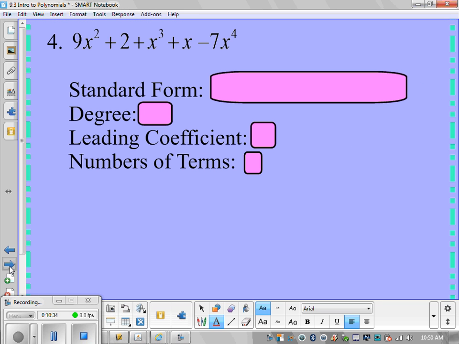Last example, and then we're done for today. Nice, easy, quick topic. Look at this example. Identify the standard form, degree, leading coefficient, and number of terms. Come back and check yourself.